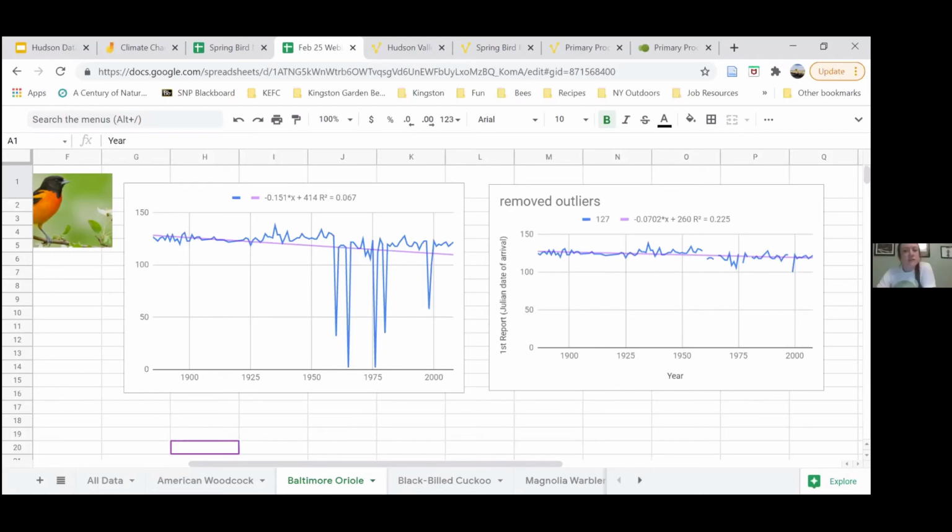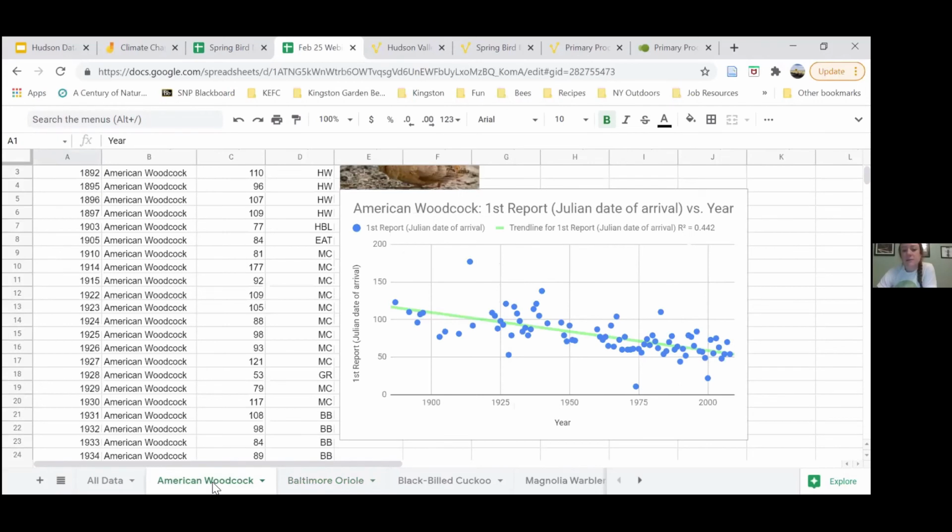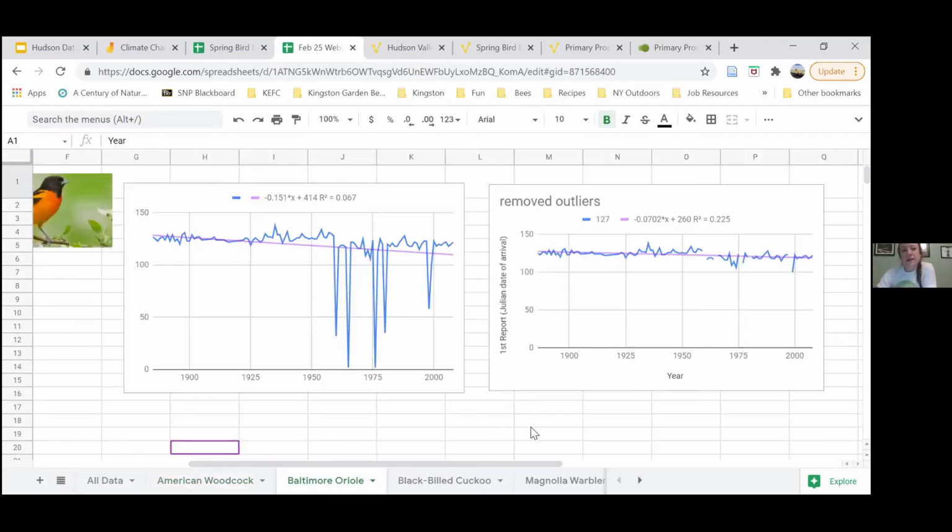And that's really interesting. You're saying that the Oriole's migration seems a little bit more stable. It's coming around the same time every year. And the woodcock seems to be coming much, much earlier. So how might that affect these 2 birds differently? It all depends on their food supply, if it's available. Right. Is the food supply shifting with them or not? Maybe the same thing with nesting sites and nesting materials.